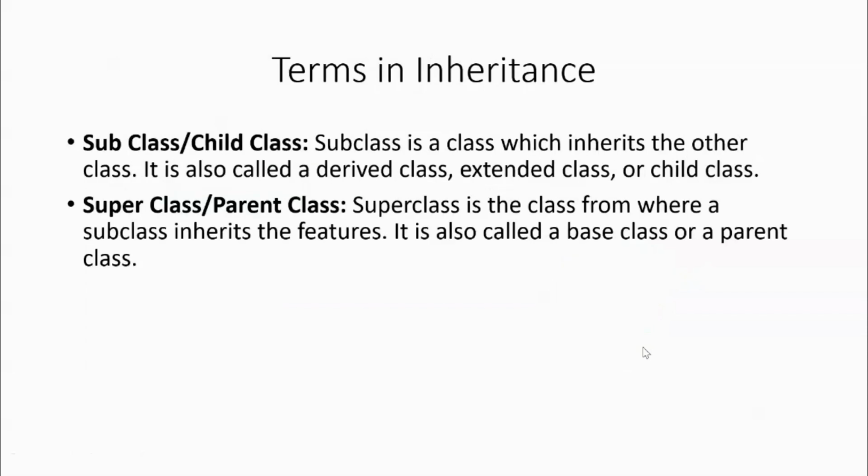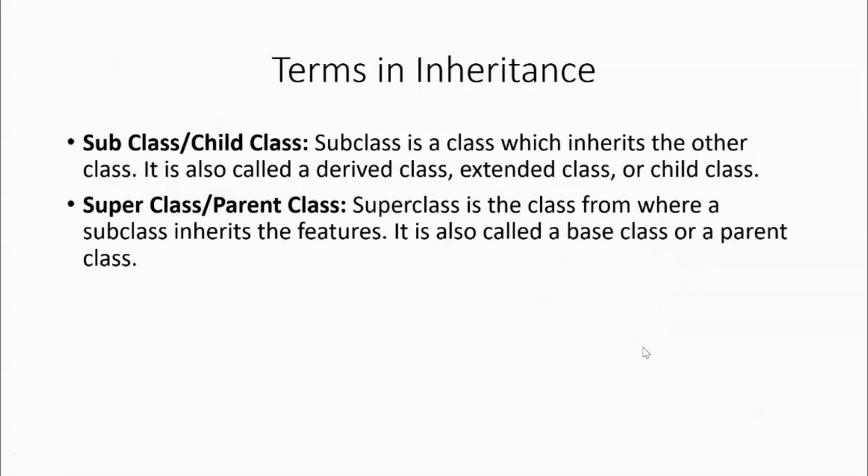Now, let's understand some important terms used in inheritance. There are two important terms that we have to understand. One is child class or subclass. Second is superclass or parent class. When a class inherits the properties of another class, that is called a subclass. And a superclass or parent class is a class from which a subclass inherits the properties and behaviors.